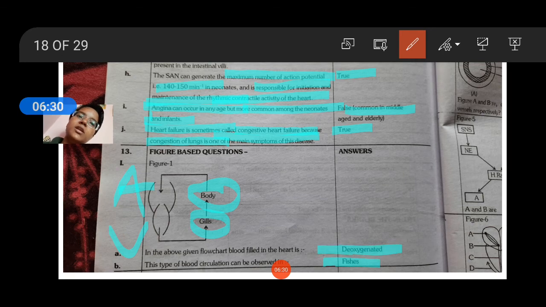Heart failure is sometimes called congestive heart failure because congestion of lungs is one of the main symptoms of this disease. True. Figure 1 represents body and gills, and as you can see this is atrium and this is ventricle. In the above given flow chart, this type of blood circulation is observed in fishes and it's deoxygenated. It's single circulation.